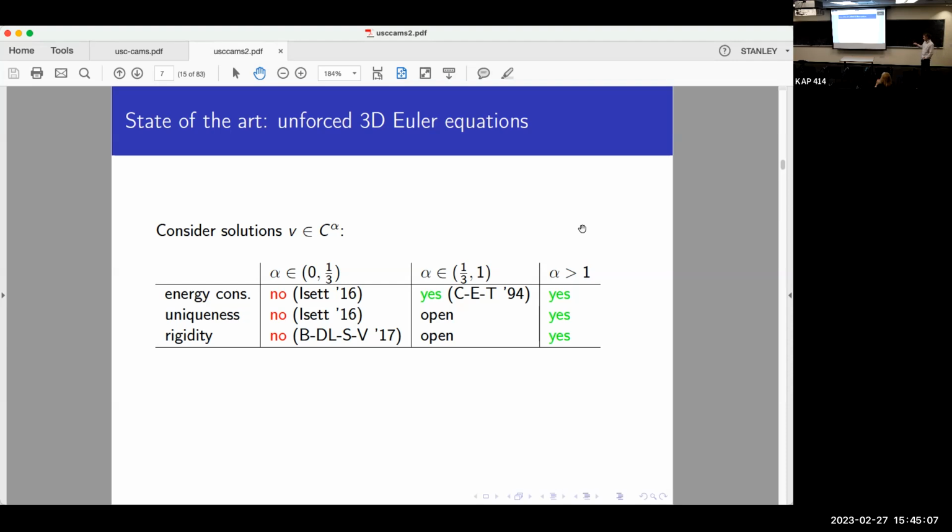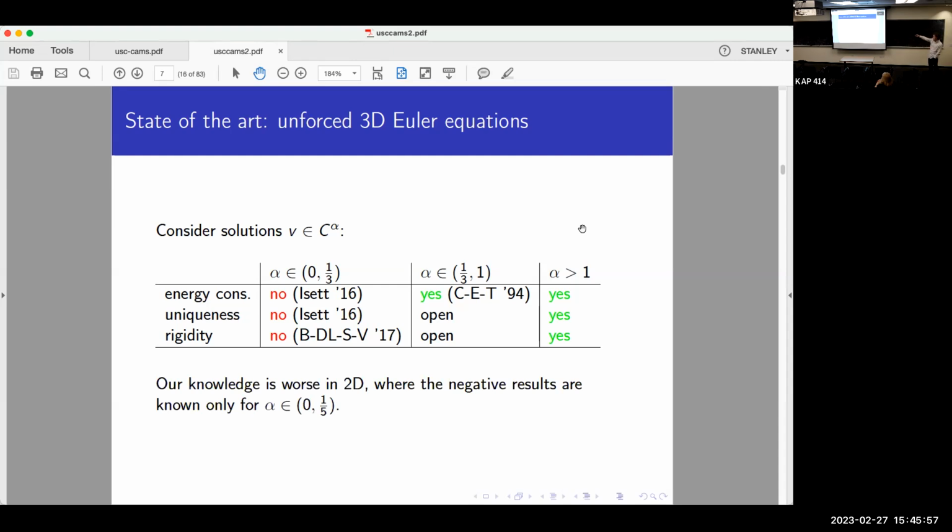And then the other interesting question is rigidity. This connects to the h-principle I mentioned. You would like to know if something is true along the lines of, if I give you any divergence-free smooth vector field, can you necessarily approximate it in some weak topology by weak solutions of the Euler equations? So it was shown, in sort of an extension of Isett's work by Buckmaster, De Lellis, Székelyhidi, and Vicol, that up to C^{1/3} regularity, you actually do have this, what they call the h-principle. Although between 1/3 and 1, the rigidity as well is completely open. So this is the state of the art for the unforced Euler equations.